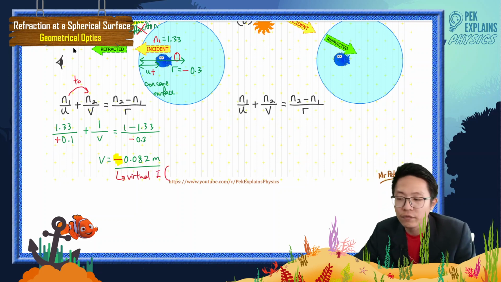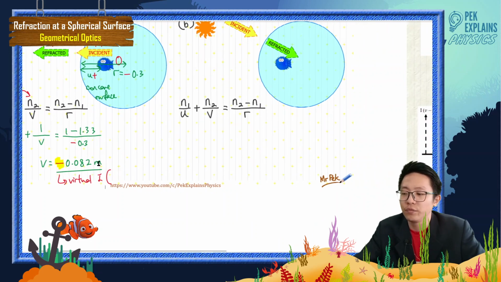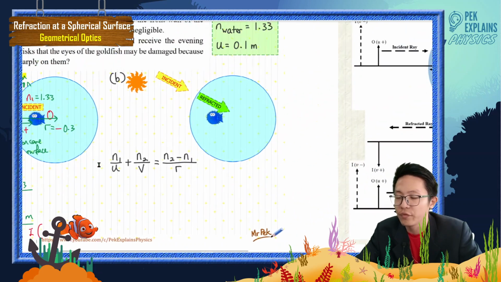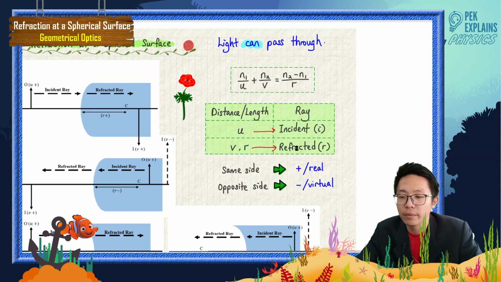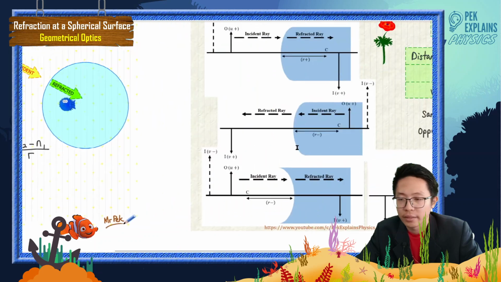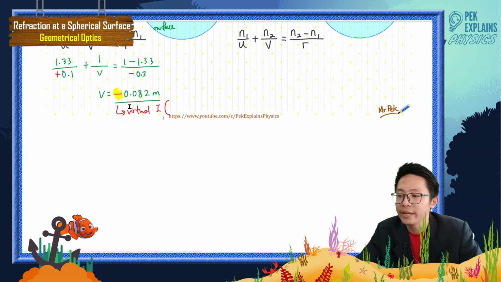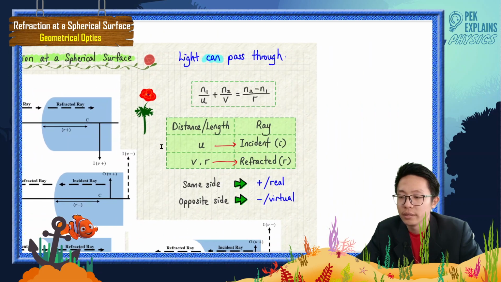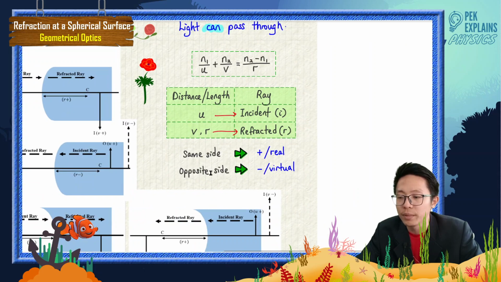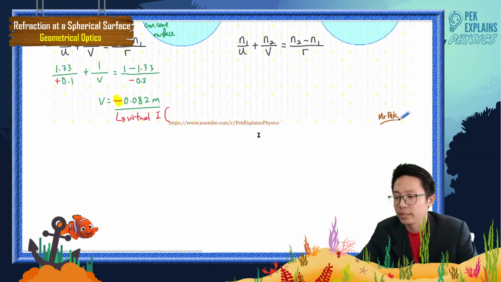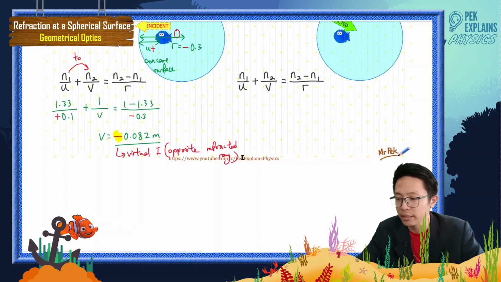If V is negative, who do we compare V with? We compare V, the image distance, with the refracted ray. Now we get V negative. V negative means it is on the opposite side from the refracted ray. So we can say it forms opposite of the refracted ray. Where is the refracted ray now? The refracted ray is at the air.